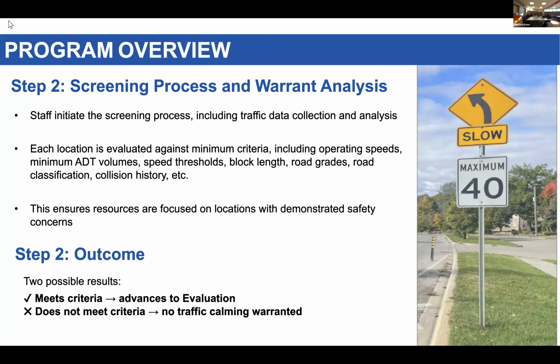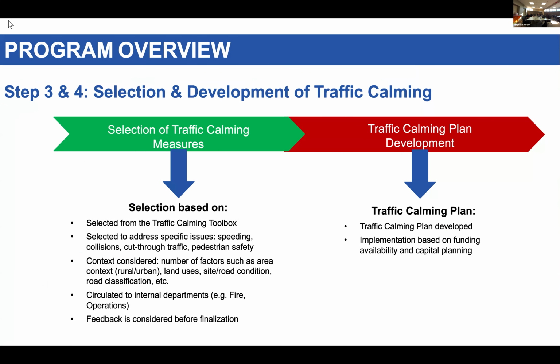Next slide, please. Once the location meets the criteria for traffic calming, we move forward to selecting the traffic calming measure. The selection of the measure is based on site considerations, feasibility, road conditions, classification, and the traffic calming toolbox, as well as factors such as speeding, collisions, cut-through traffic, and pedestrian activity. The proposed approach is circulated to our partners and stakeholders in fire and operations for their input, and the feedback is considered before finalization. A traffic calming plan is then planned for implementation through our capital budget process. Next slide, please.